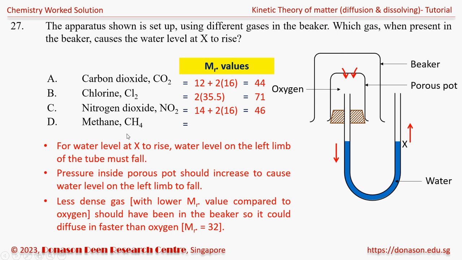So let's look at the last gas, which is methane. For methane, one carbon is 12, and there are 4 hydrogens. Each hydrogen is 1, so 4 times 1 is 4, plus 12 works out to 16. As we can see, methane is less dense compared to oxygen. More methane molecules are going to diffuse into the porous pot to increase the pressure inside the pot. As a result of the increase in pressure, the water level at the left limb is going to fall, which in turn is going to cause the water level at the right limb, the level at X, to go up or rise. So hence the answer is D.